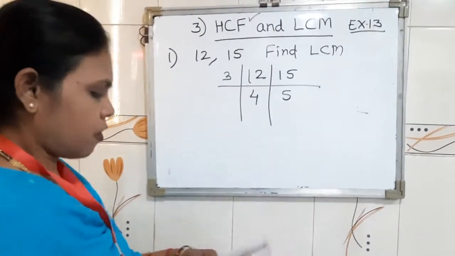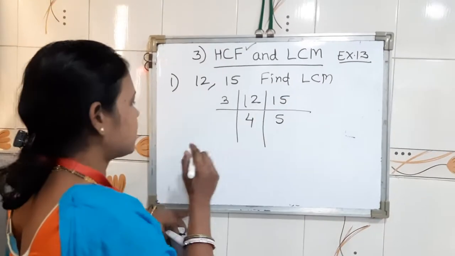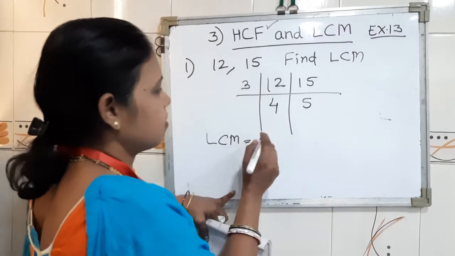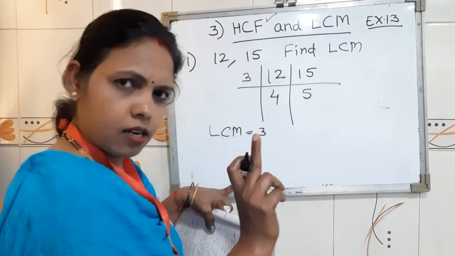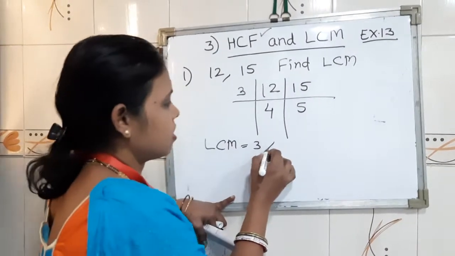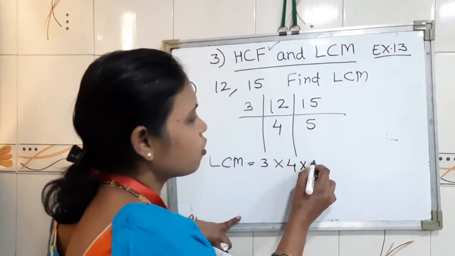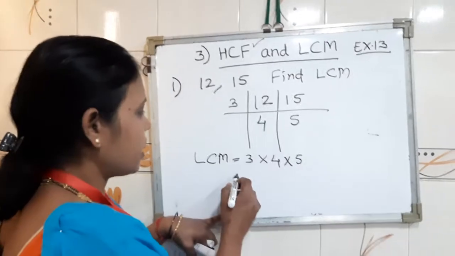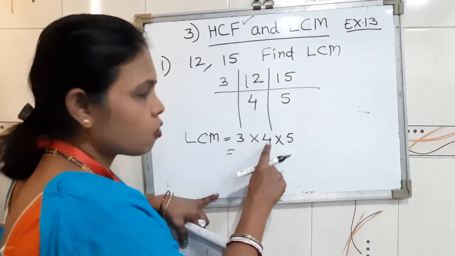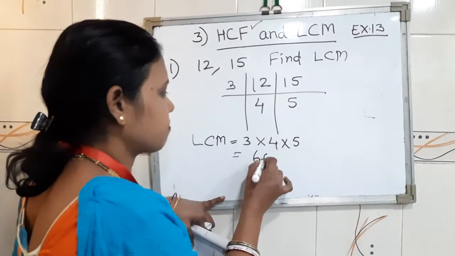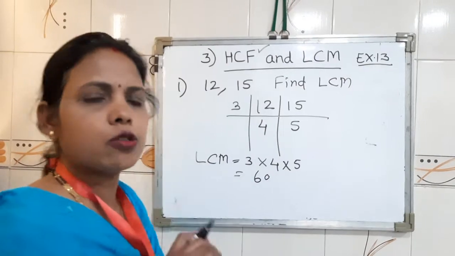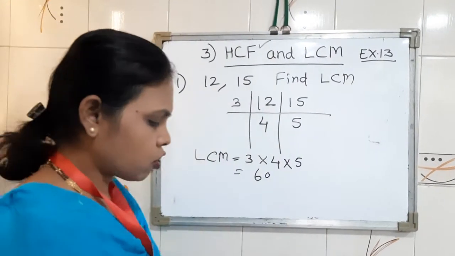Then, if we want to find out LCM, LCM equal to 3, which one is common, and whatever the remaining terms are there. Here 4 into 5. Then your LCM will be 3 4 jar 12, 12 into 5 60. I hope you all understood. Now next question we will move.